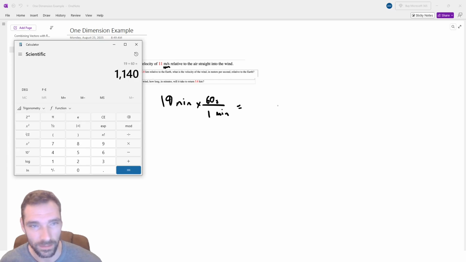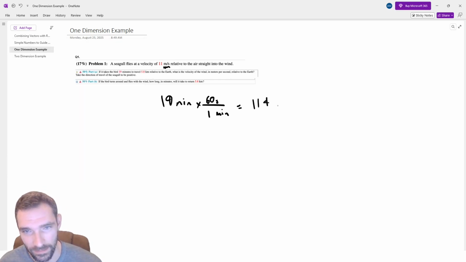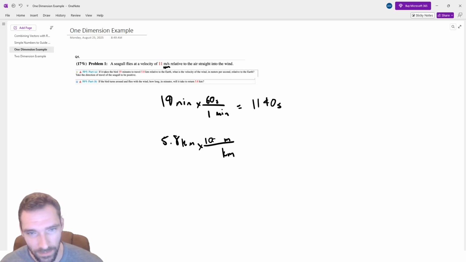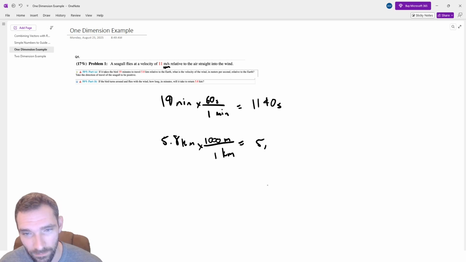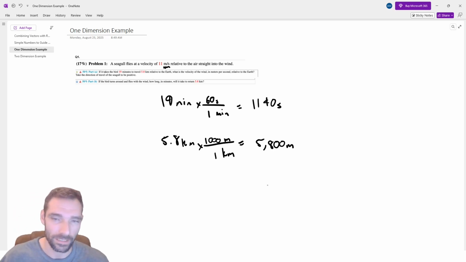But if you're working with these problems, it is nice to have these things in units that work together for simplicity's sake. And then 5.8 kilometers. In a kilometer, we've got 1,000 meters. You should know those basic calculations. And if you're struggling with how to set up conversions, I do have some videos on that as well. But if you're doing these types of problems, that's probably something that you already have down.